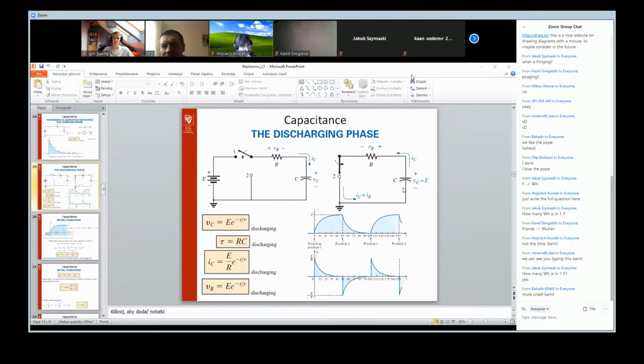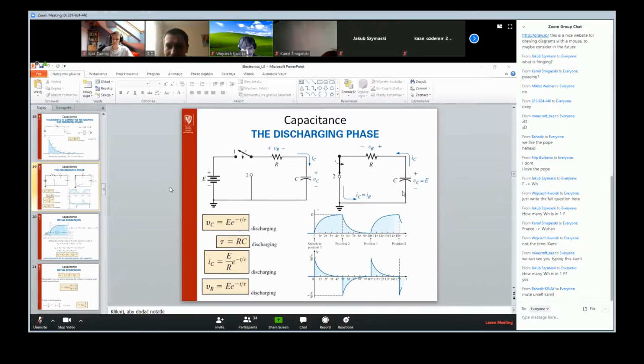We can say that at this moment in the discharging process, the capacitor is like a voltage source for us. Of course, it is not a voltage source, but it looks like a voltage source with some capacitance. Great. So we have observed the changing of the current direction.